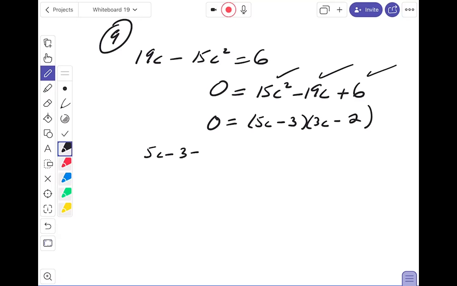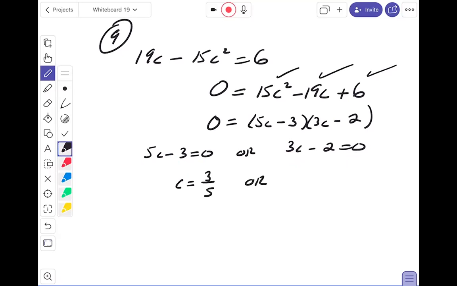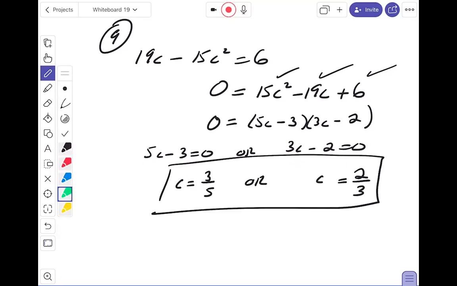5c minus 3 equals 0, or 3c minus 2 is equal to 0. Fairly simple equations, but again, you may not be at that level yet. Add 3 to both sides, divide by 5. Add 2 to both sides, divide through by 3. Let's write that down. So again, first one, add 3 to both sides and divide by 5. The second one, add 2 to both sides and divide by 3. Mistakes happen. That's why we encourage you to look at the answer key. So this one over here is 3/5 or 2/3.